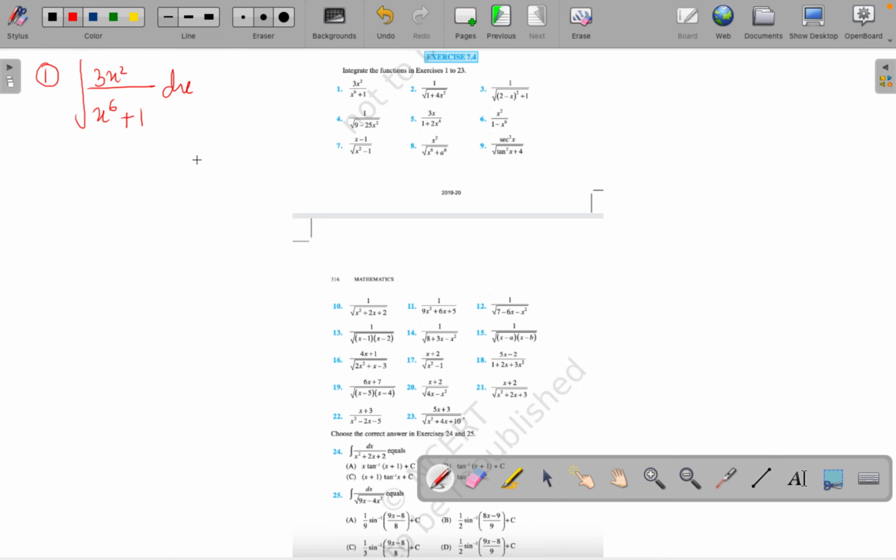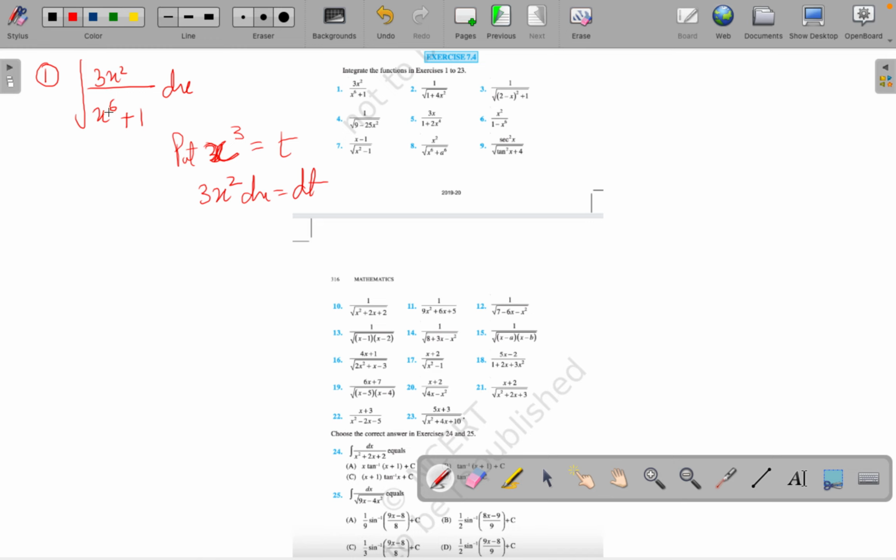Now, it is very clear that in the numerator we do not have 1, children. So that is why we will put x to the power 3 as t. Why x to the power 3 as t? I will explain that also, because 3x square dx will become dt.